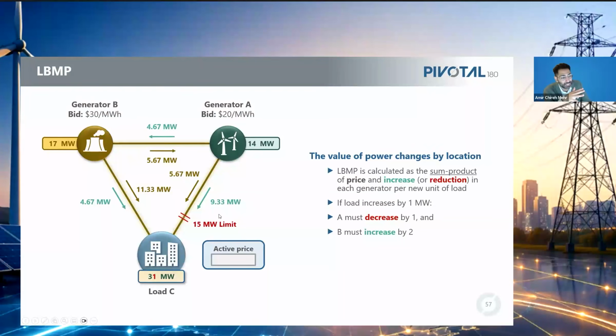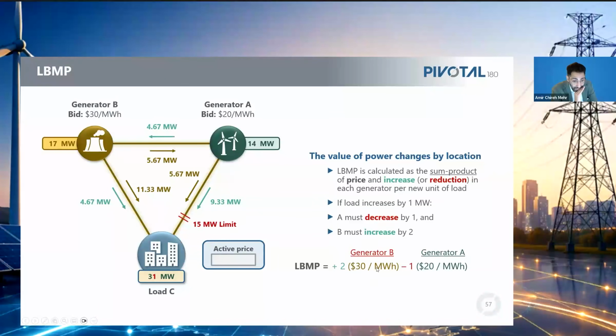You haven't exceeded the limit. And you've got 17, on this side you've got 16 megawatts, 11.33 plus 4.67 going. But what B had to do was produce an extra 2, one to meet the extra megawatt of load required, and one to offset what we're having to reduce A's generation by. So the location-based marginal price factoring in congestion is the cost of paying for those extra 2 megawatt hours.